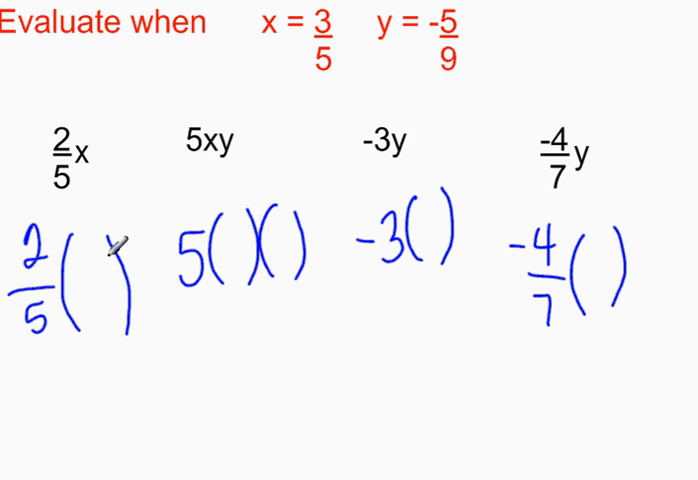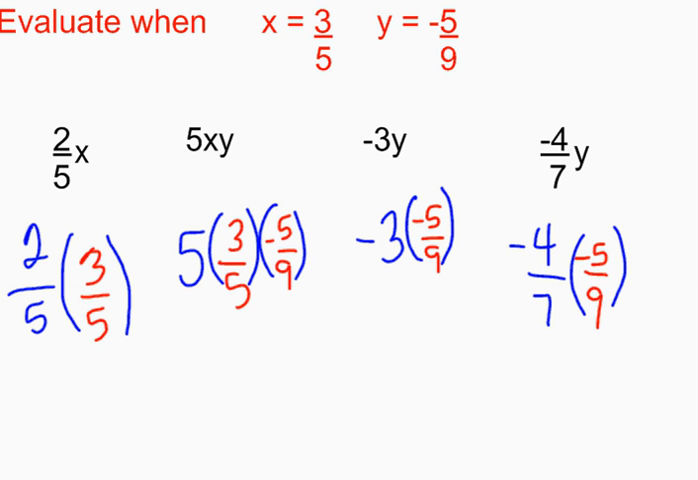I'm supposed to use 3/5 for x and -5/9 for y. Now I see a couple of problems here that have whole numbers. How do I turn the whole number 5 into a fraction? I put a 1 underneath it, just like you see in the date on the board. And I turn this -3 into a fraction by putting a 1 underneath it. I'd like you to complete these 4 problems in your notes.